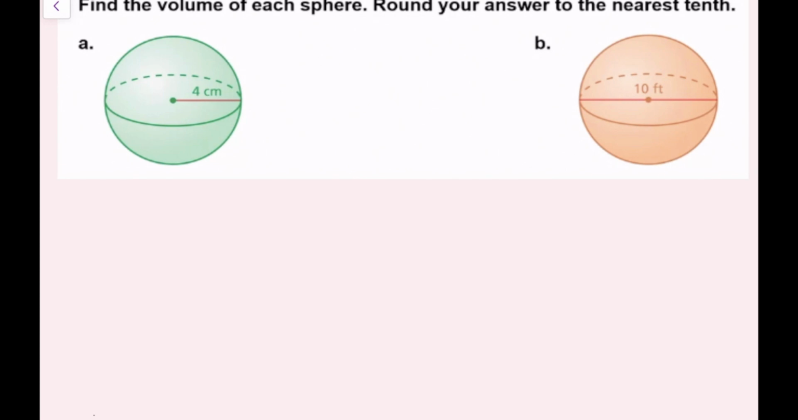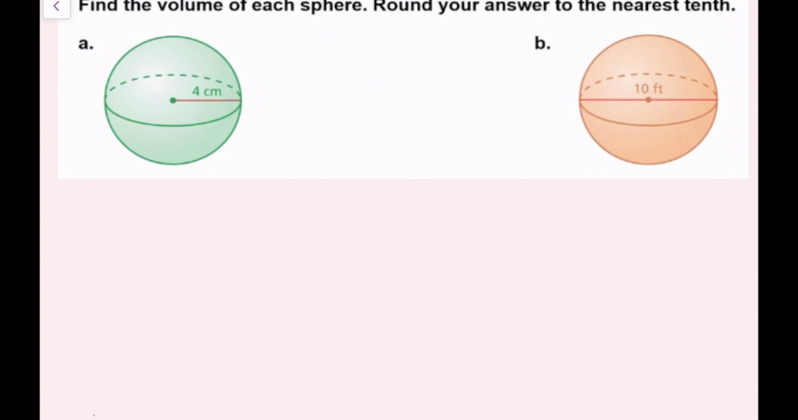So the first example, we have two spheres here, and the instructions say find the volume of each sphere, round your answer to the nearest tenth. So my recommendation would be to find the exact volume, so that means in terms of pi, and then use a calculator to round to the nearest tenth. Okay.